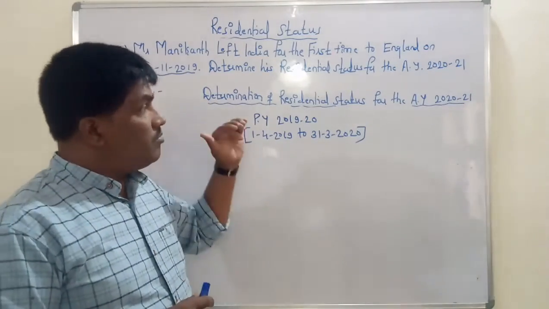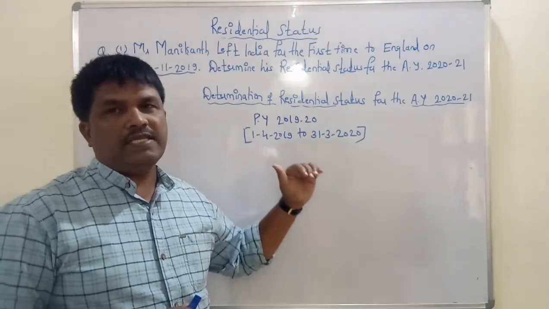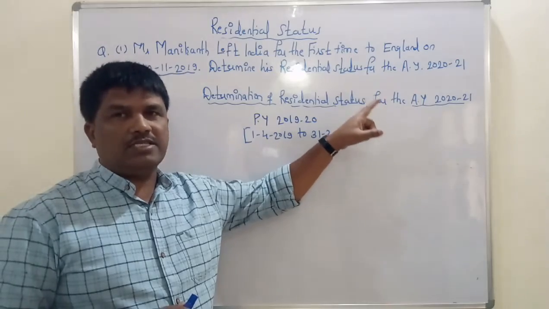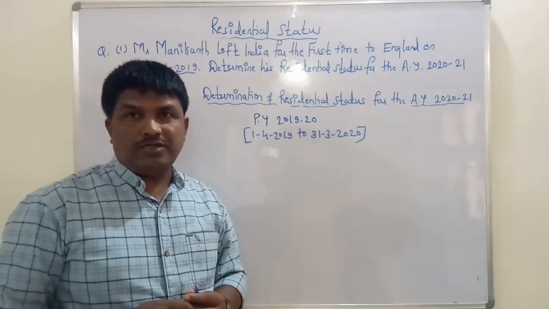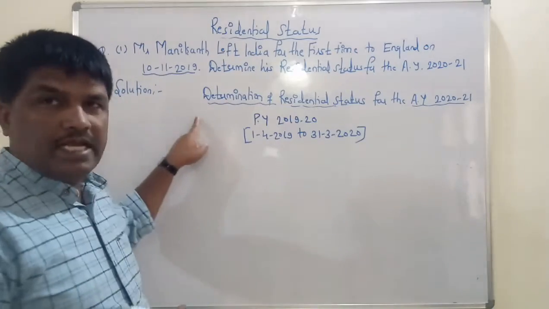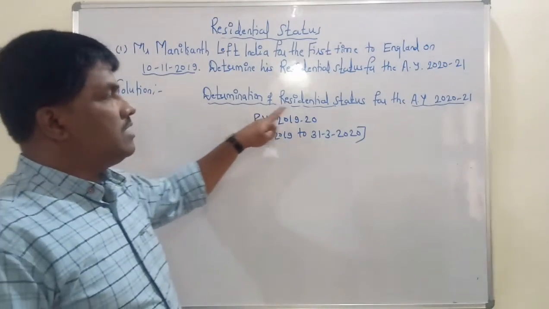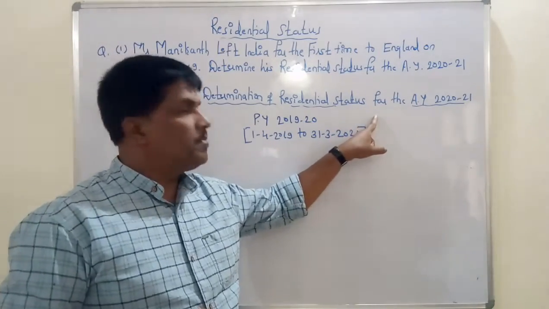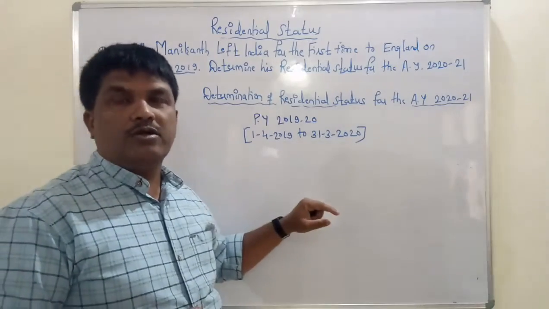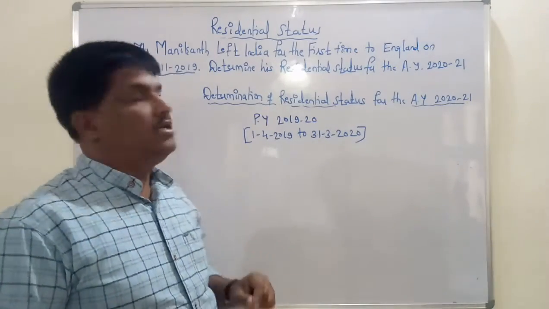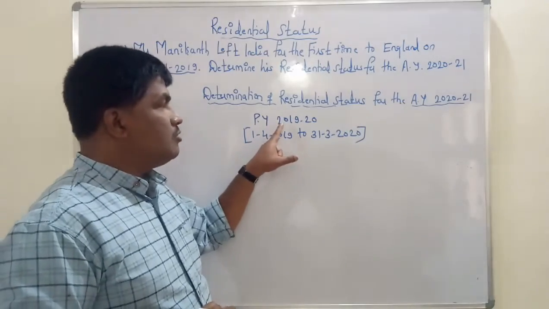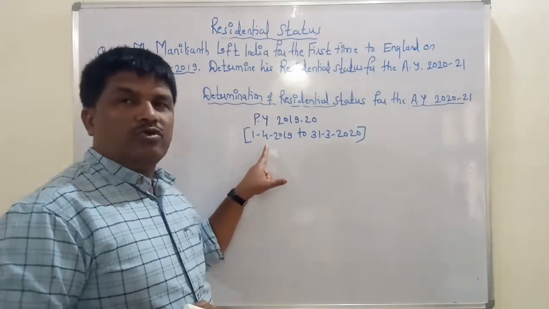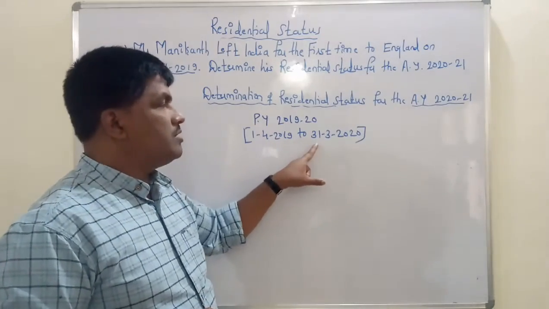10/11/2019. So on the basis of this, we must determine his residency status for the assessment year 2020-2021, because for our study the assessment year is 2020-2021. Okay, so first of all take down the heading, that is determination of residency status for the assessment year 2020-2021. Below that, the very important one, we must write down the previous year. The previous year is 2019-2020. It starts on 1/4/2019 and ends on 31/3/2020.